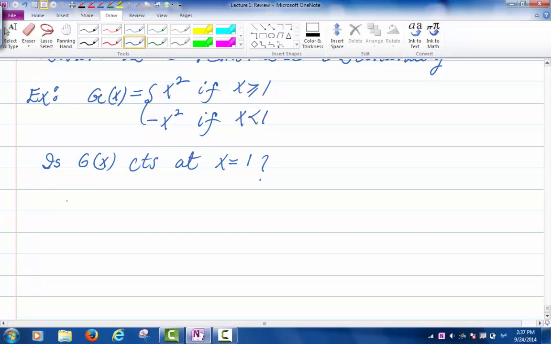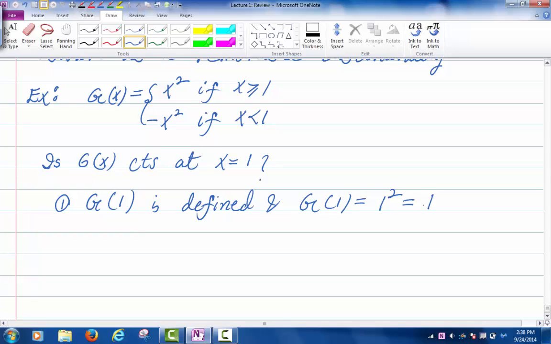Well, I just have to look at the conditions. So what are the conditions? Number one, it has to be defined at 1, right? Is it defined at 1? G of 1 is defined, isn't it? What is the value of G of 1? Yeah, because in my formula I said when x is equal to 1, you're going to use the first formula, right? And by that I get 1 squared, which is 1. So G of 1 is defined.